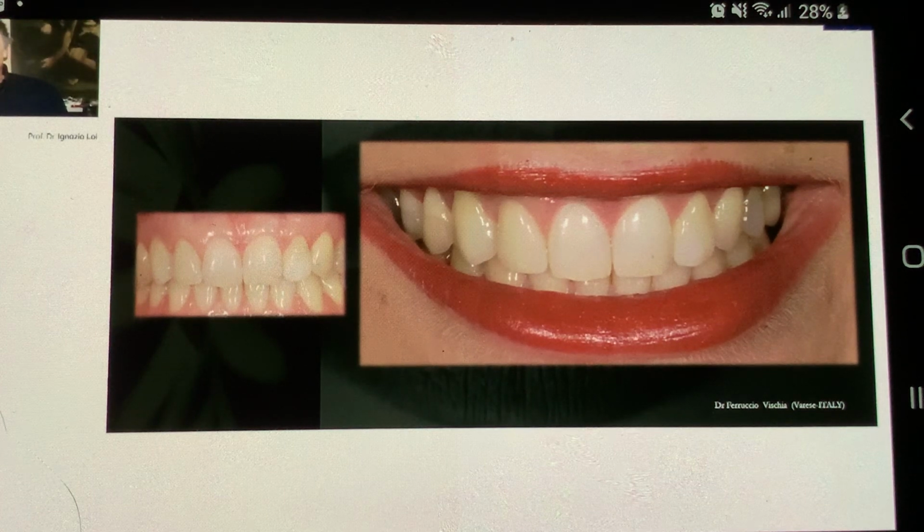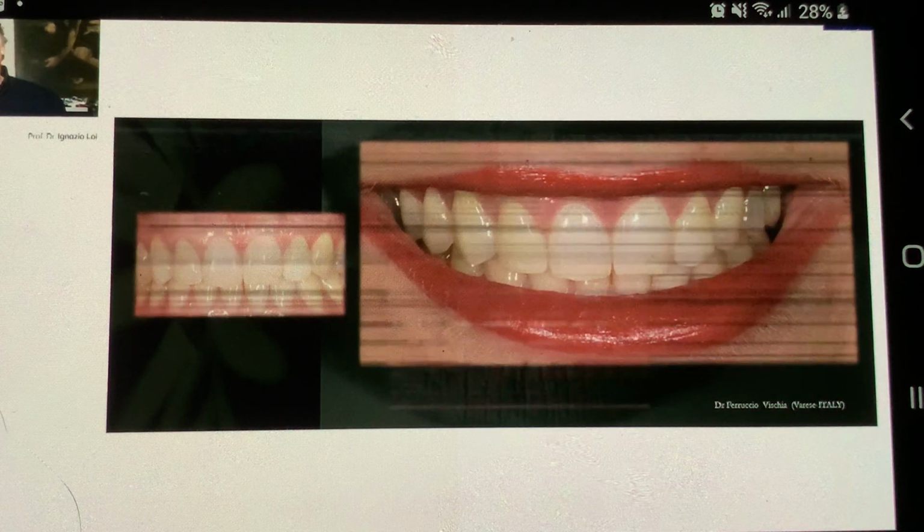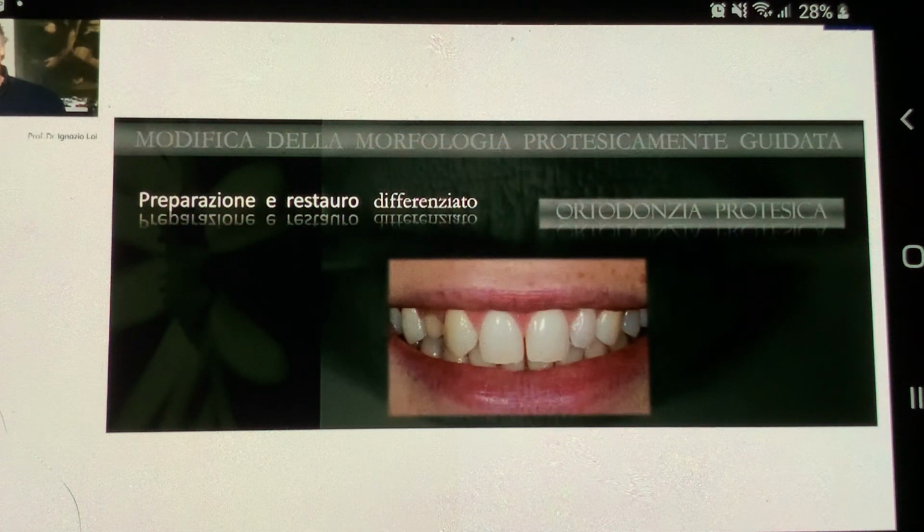What's special about the lateral incisor on the right? In the image, we see it on the left. So what's different? How is it different from the contralateral one? Actually, not much, apart from the fact that the lateral incisor on the right is a canine.